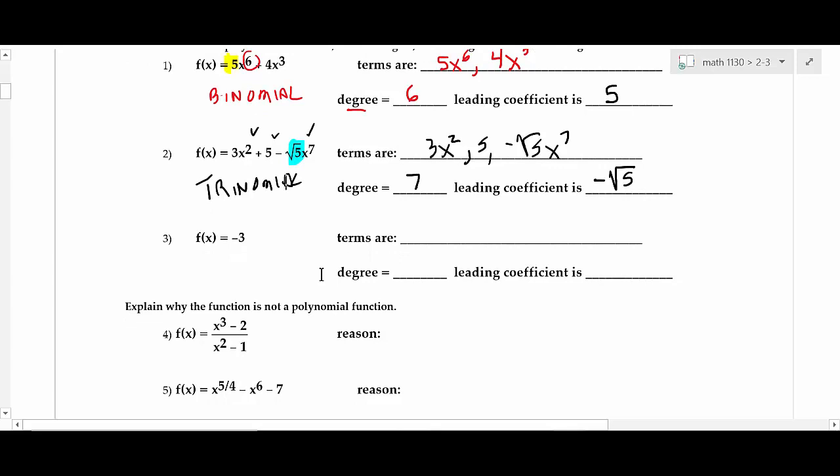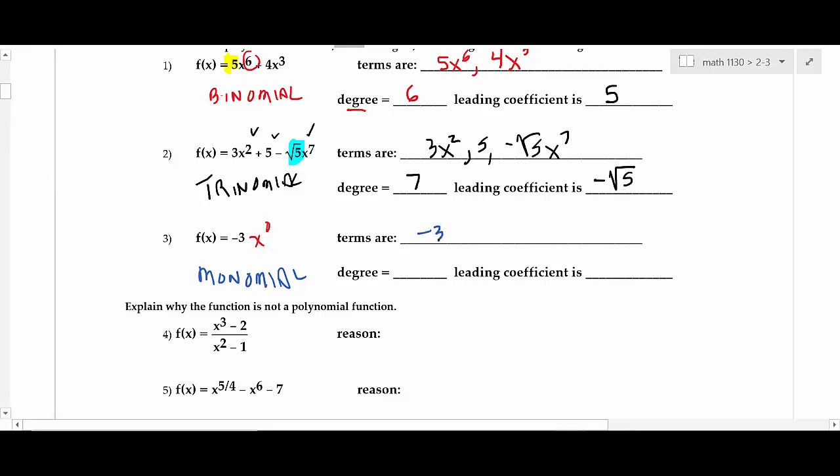Okay, the next one, is that a polynomial? Yes, it is. Here's why: that really is understood to have an x to the 0, and 0 is a whole number. So if you just have a constant, that is a polynomial. And since it only has 1 term, we call that a monomial. So we have a monomial, a binomial, a trinomial. Beyond that, we really don't give them names anymore, but they're all polynomials.